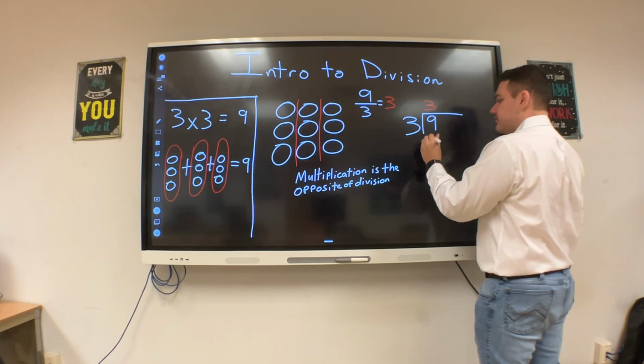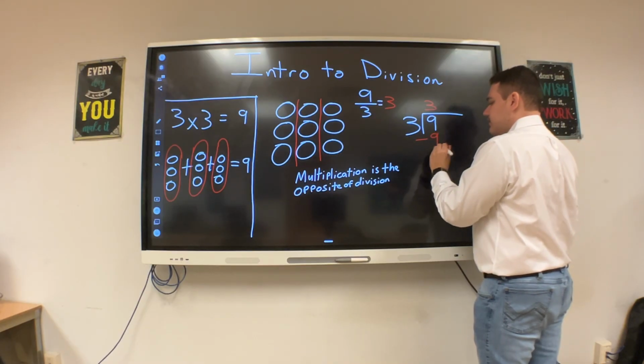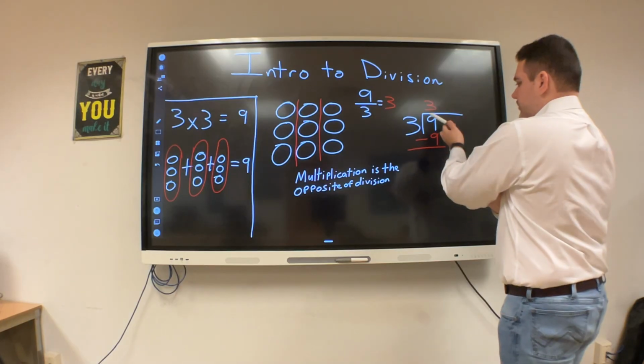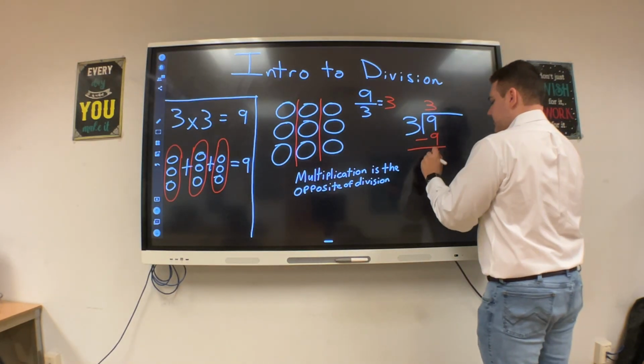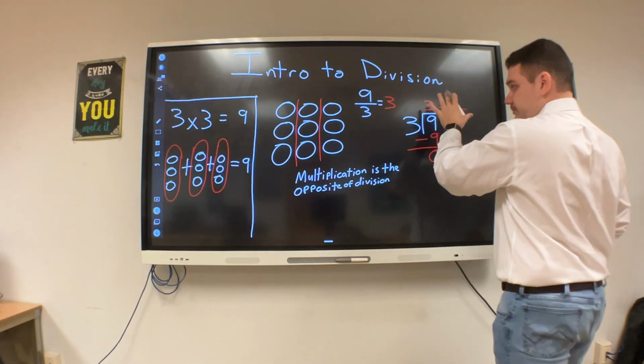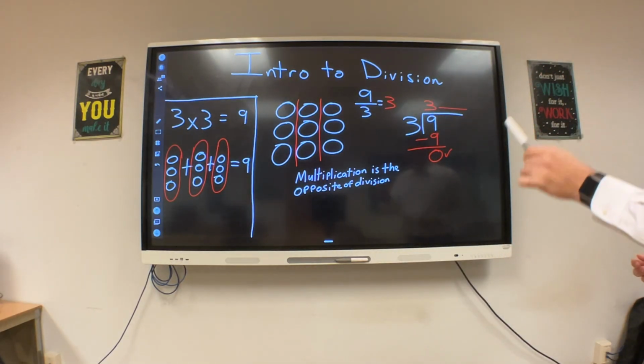So 3 times 3, and you would just put your 9 right here, because that's what 3 times 3 is. So 3 times 3 is 9. So 9 minus 9 is going to be 0. So this is evened out, and our answer is 3. 9 divided by 3 is 3.